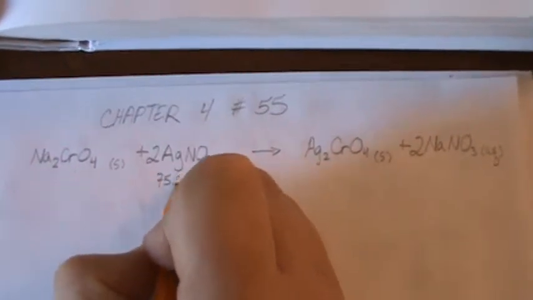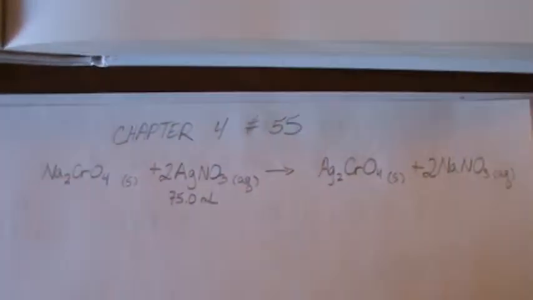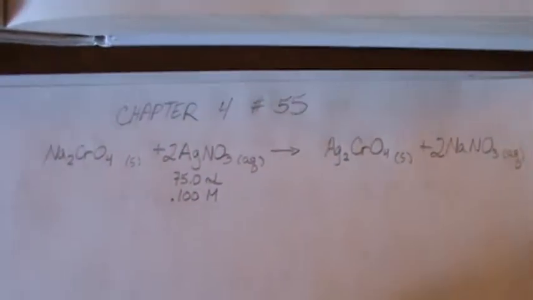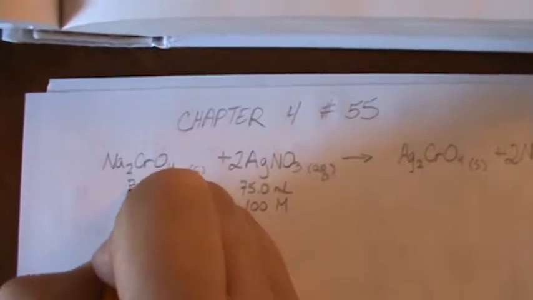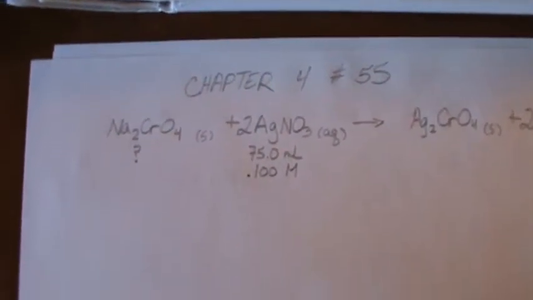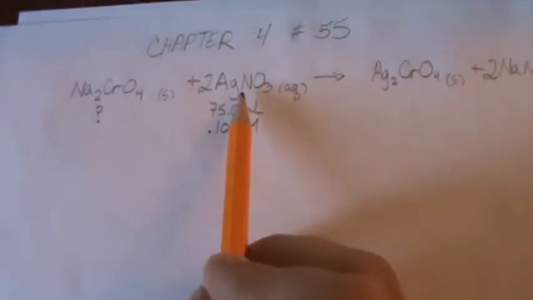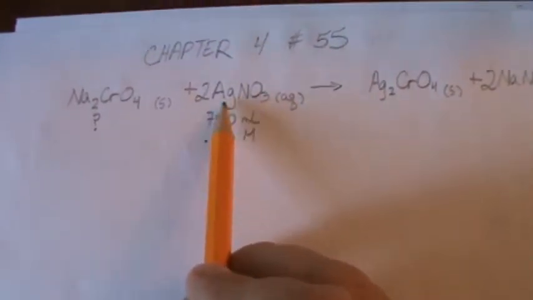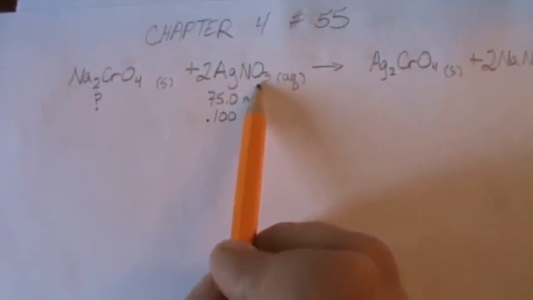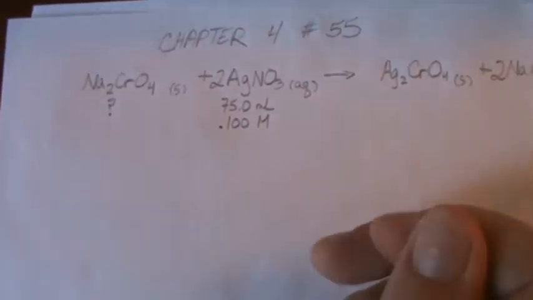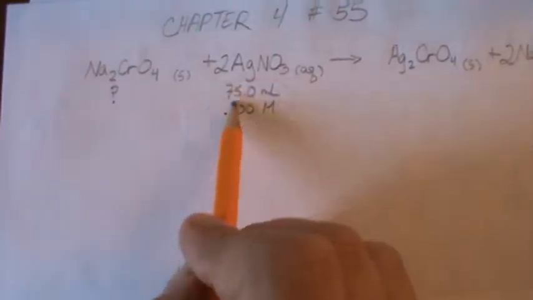So I have 75 milliliters of my silver nitrate solution, and it is a 0.1 molar solution. And what I'm wondering is what mass will I need here? In my steps, I need to find out how many moles of silver nitrate I have and then link this back. I can do the whole thing in one big stoichiometry by starting with my volume. And it's going to look like this.